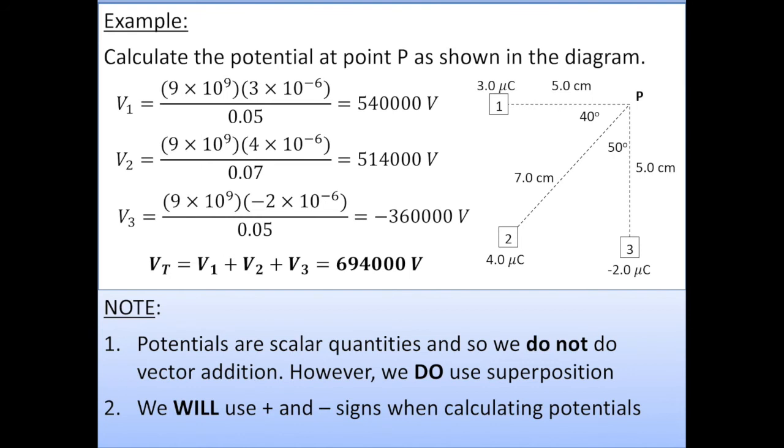You'll notice that, like we did with electric potential energy, I will use the negative sign to help me understand the sign convention of electric potential. And so in the case of V3, you'll see that we get a negative electric potential value. So to find the total potential, we simply take the sum of the 3 voltages to end up with a value of 694,000 volts.